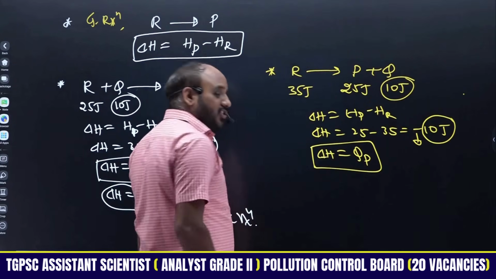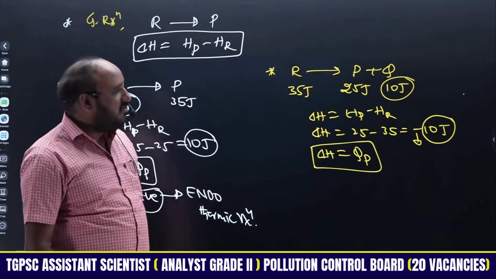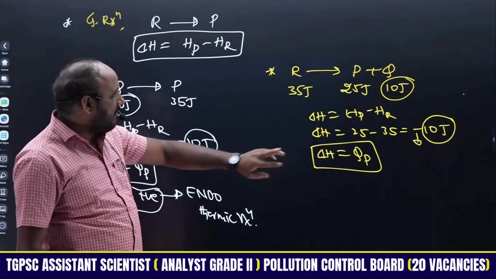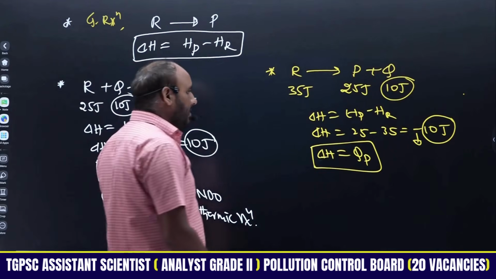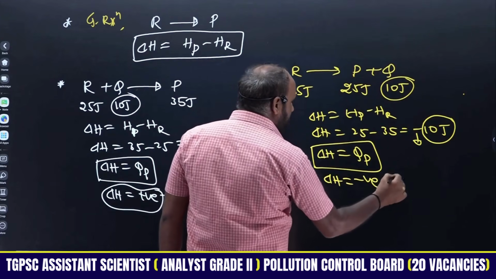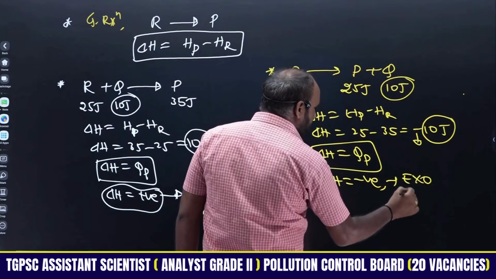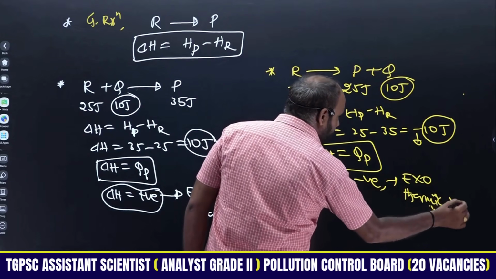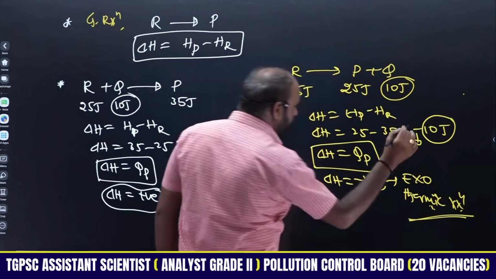The exchange of heat energy between the system and surroundings, or between the reactants and products, at constant pressure will be considered as the change of enthalpy. But here we are getting negative, delta H is negative. So such a reaction is what? Exothermic reaction.